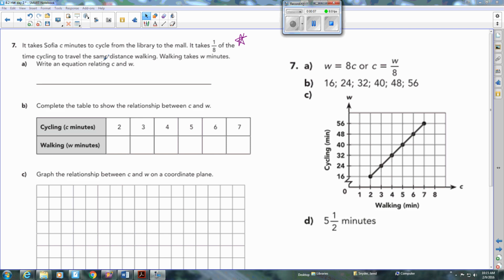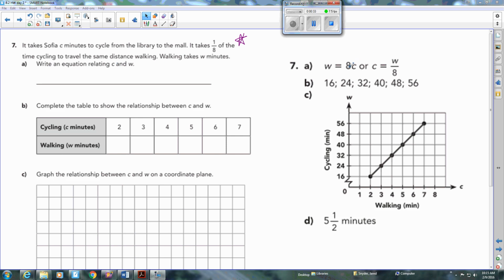I was reading this all wrong, so those of you that were listening to the last part, I'm sorry. It takes Sophie C minutes to cycle from the library to the mall. It takes 1/8 of the time cycling to travel the same distance walking. In other words, it takes 8 times longer to walk than it does to cycle. Walking takes W minutes. Write an equation relating C and W.